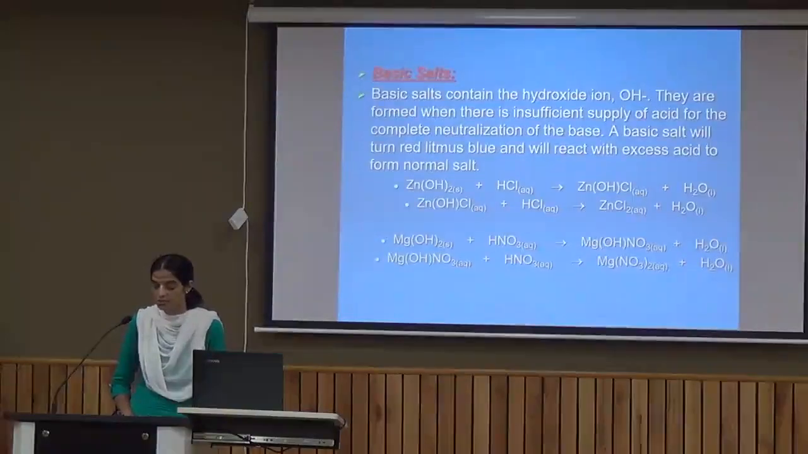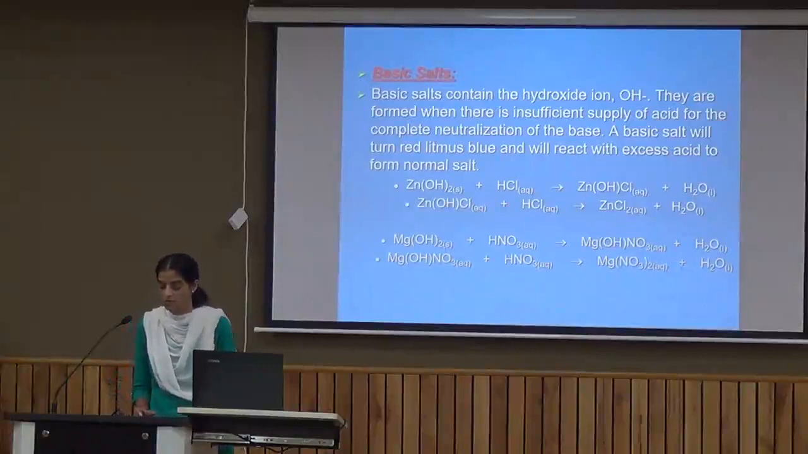So this KHSO4 is an example of acid salt. Next comes the basic salts, which contain hydroxide ion. They are formed when there is insufficient supply of acid for the complete neutralization of base. Let us see the example. Zinc hydroxide is the base used here. It reacts with hydrochloric acid. We have formation of ZnOHCl. So you see hydroxyl ion is present in the salt. So this is an example of basic salt.